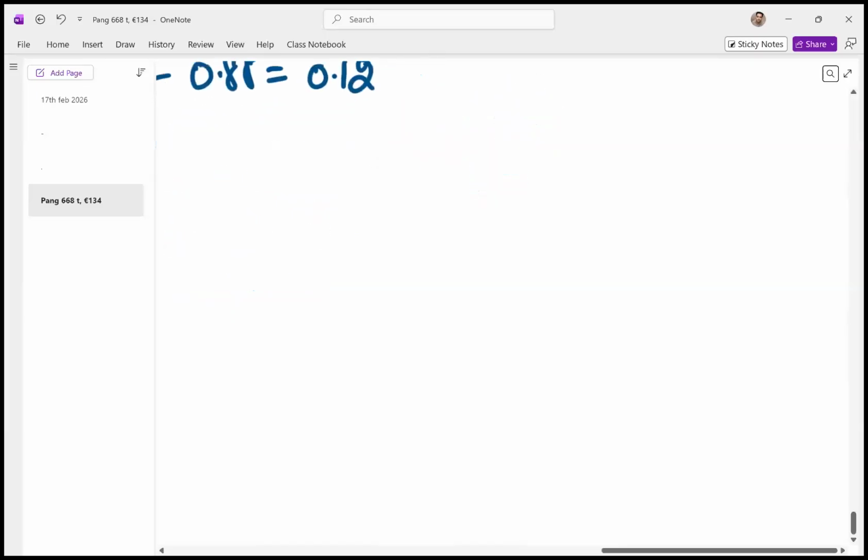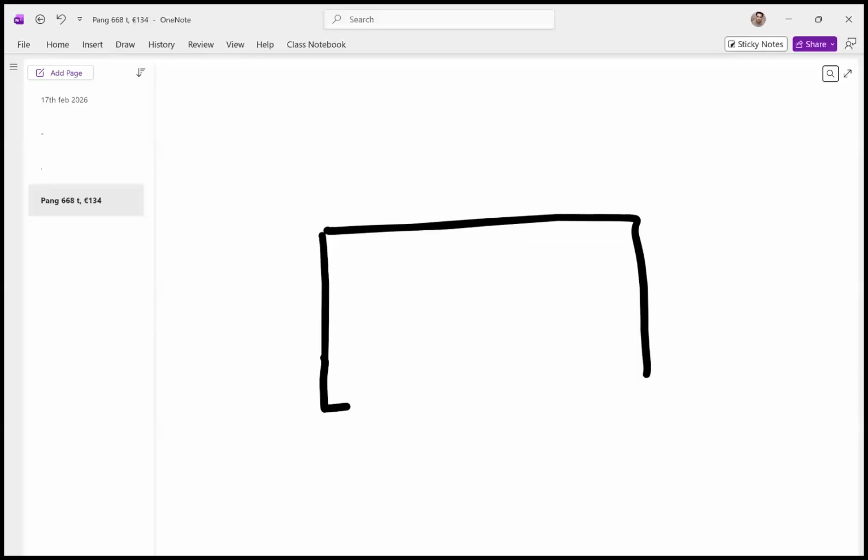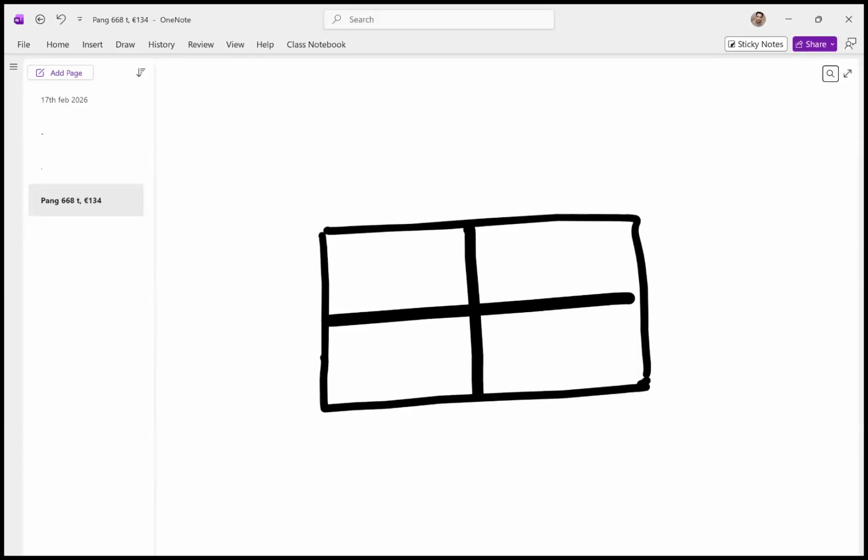Now I'm going to try and do this same question with the help of a two-way diagram, because the two-way diagram is the most important thing to learn to solve some of these questions which I'm going to give you to practice. So what did I tell you?